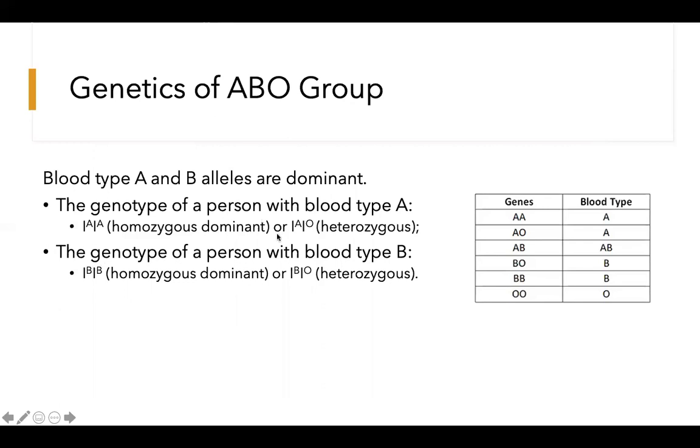Okay, the genetics for blood type B are very similar to blood type A. So you can be homozygous dominant, you can carry both B genes, or you can carry a B and an O, and you can still be blood type B. So when you have a recessive trait, it's called heterozygous.